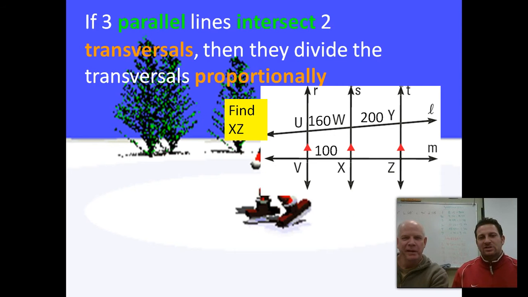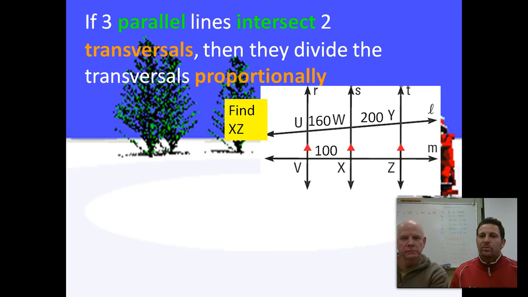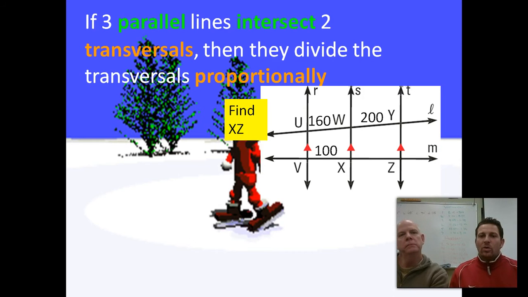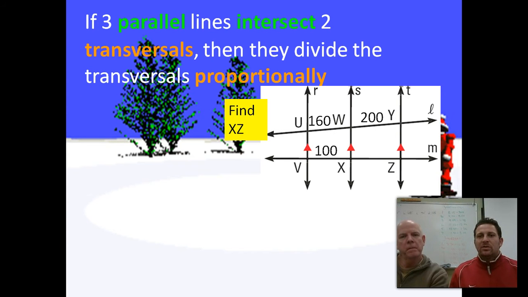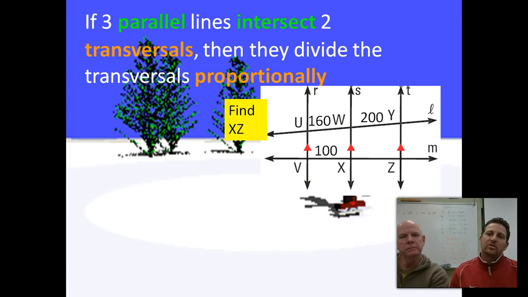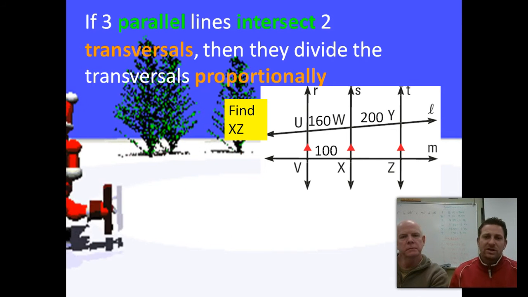But basically what it says is, if you look at this diagram here where we have the three parallel lines and they're being cut by transversal L and transversal M, okay, what it's saying here is we can make some proportions out of that, basically between the transversal L and the transversal underneath it, M.